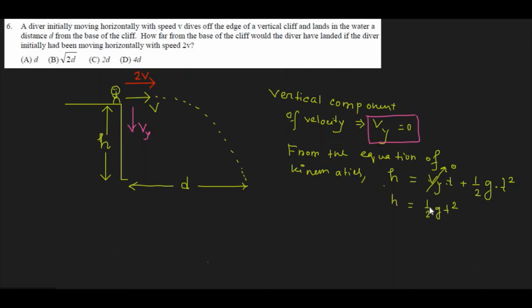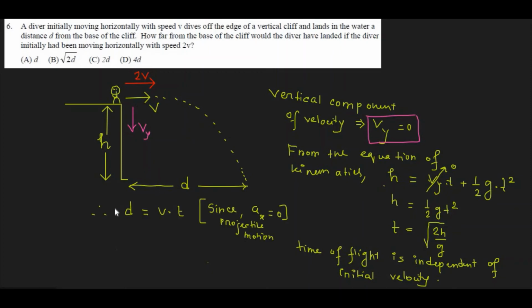From there we get h equal to half g t square, which means the time t equals root under 2h by g. From there we can conclude that the time of flight of this diver is independent of the initial velocity. So now we are going to find out how much it got displaced horizontally.